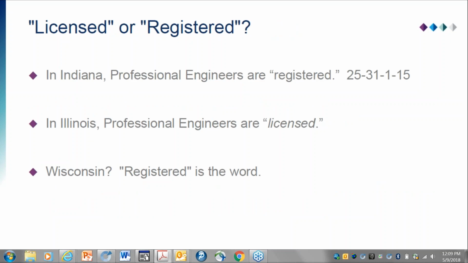Now, one of the first ways to look like you don't know what you're doing is to call yourself a licensed professional engineer in Indiana, because there they are considered, quote unquote, registered, whereas in Illinois, a PE is licensed. And I pointed out for those of you who are licensed and registered in Wisconsin that the word there is registered. It may not make a whole lot of difference, but it would be nice to at least have the jargon down straight, especially if you're trying to make a fine point with a client, an architect, or a contractor. At least get your story straight about who you are.